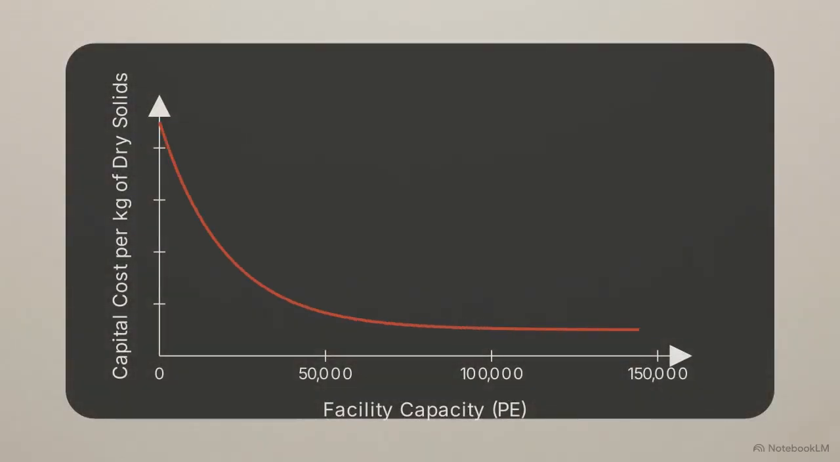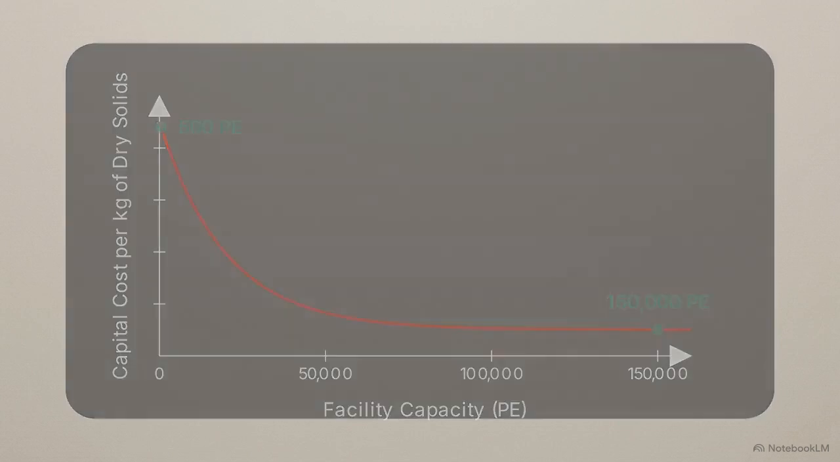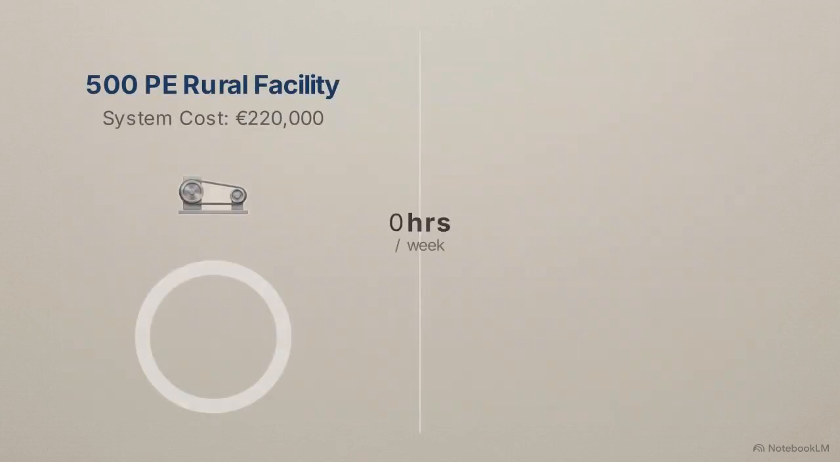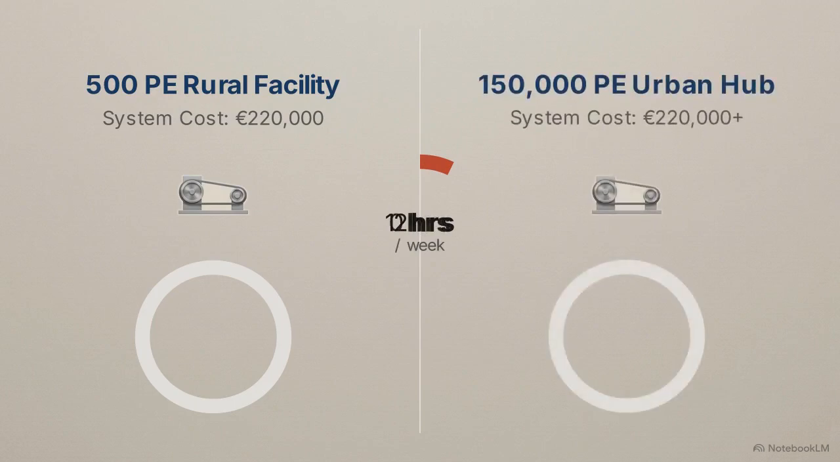The capital cost required to process a single kilogram of solids is exponentially higher for decentralized plants than for urban hubs. Because the 500 PE plant produces so little waste, its €220,000 dewatering system only runs 12 hours a week. By contrast, the 150,000 PE plant runs its machinery 108 hours a week.